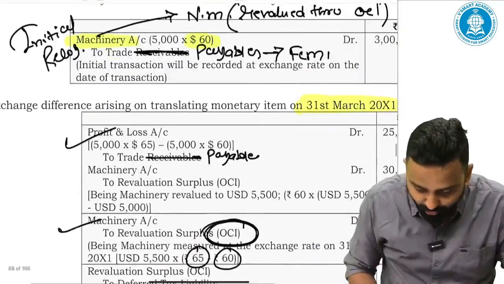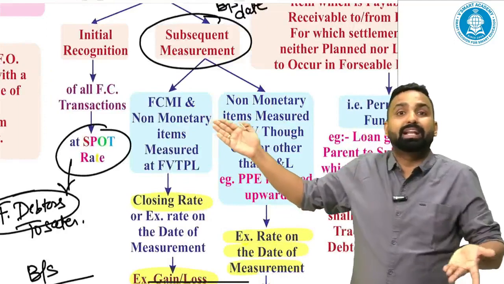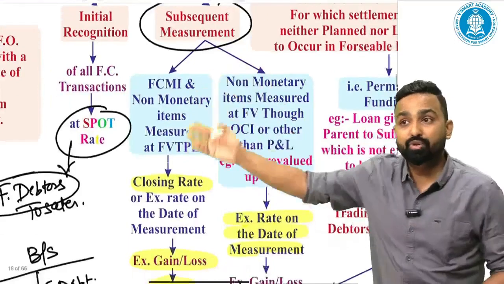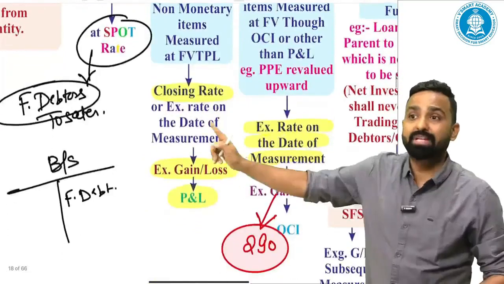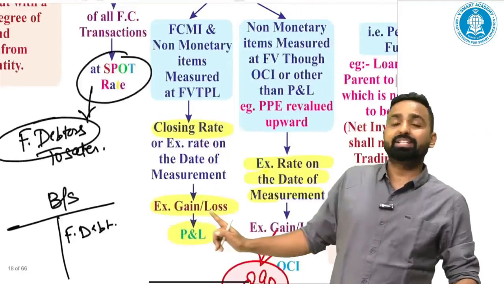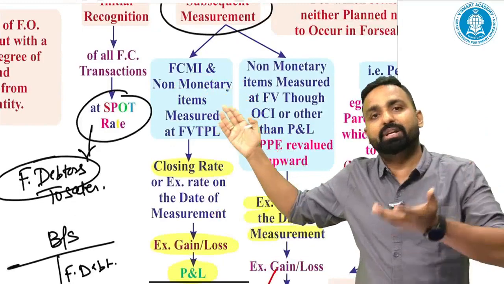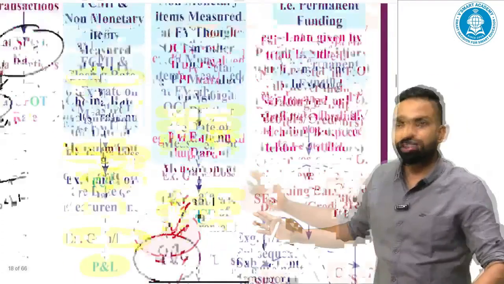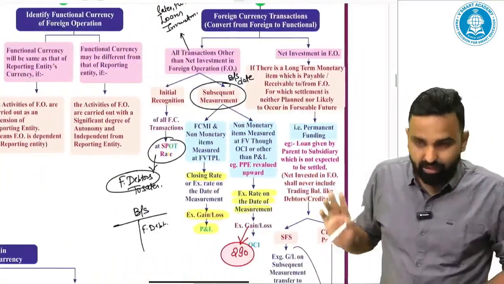This is the difference I want to tell you. When you convert any foreign currency balance, it can be your PPE, a debtor, a creditor, or a loan. When you convert them, apply the closing rate for all the items. But after applying the closing rate, sometimes the exchange gain is transferred to P&L, sometimes to OCI. It depends. The exchange gain is transferred to P&L when there is an FCMI, or a non-monetary item measured at fair value through profit and loss. Sometimes the exchange gain is transferred to OCI, when the non-monetary item is measured at fair value through OCI. Now you got the point.